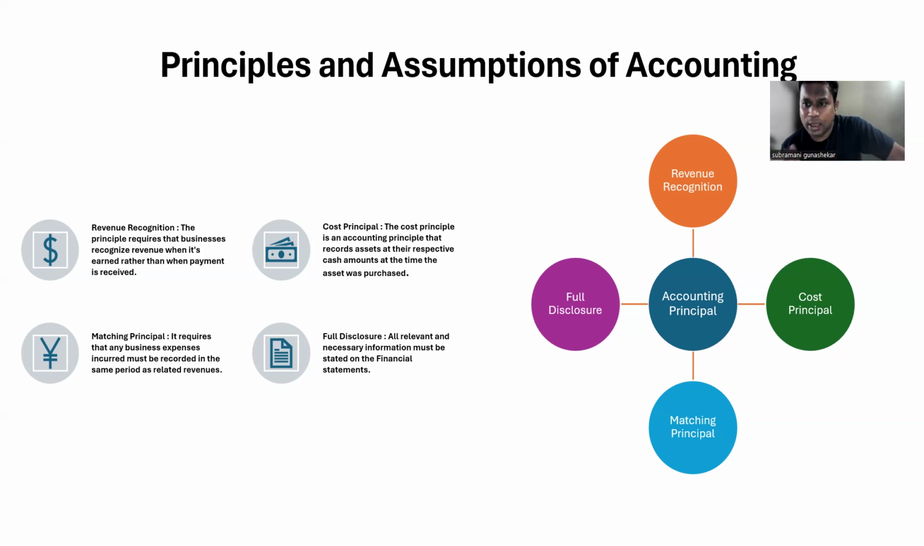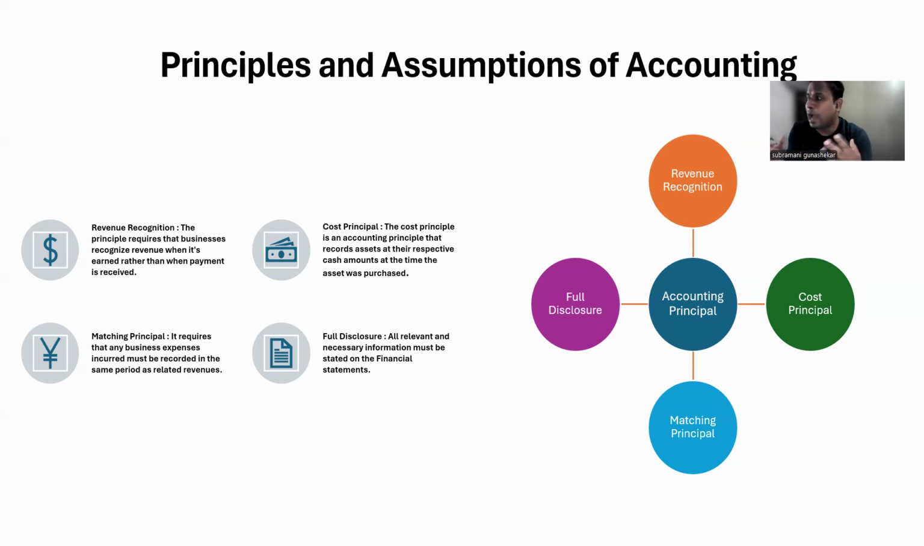And next we have the matching principle. See, under this principle, let's read this for a change, right? It requires that any business expenses incurred must be recorded in the same period as the relevant revenue. What do we understand from this? Now, let's say the revenue that you earn for a year, like 2024, and the expense you spend to earn that revenue should be recorded in the same period.